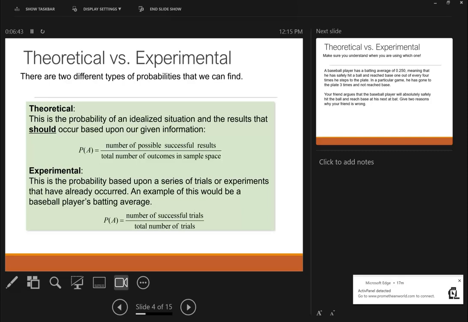So in a real world setting, experimental probability is kind of where you end up living a lot of the time. In a classroom, though, we kind of are stuck on theoretical probabilities, or situations where the theoretical probability and experimental probability should be the same, i.e. like flipping a fair coin or rolling a fair die or something.